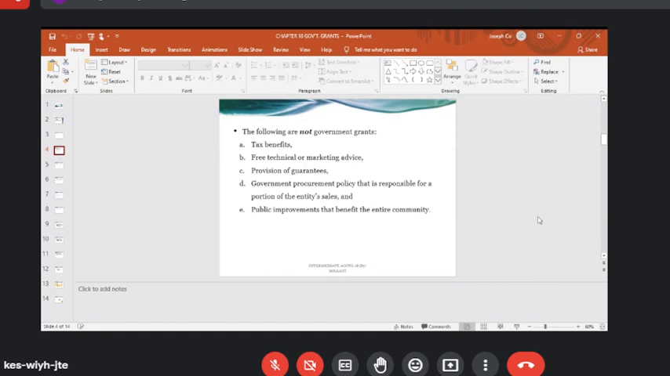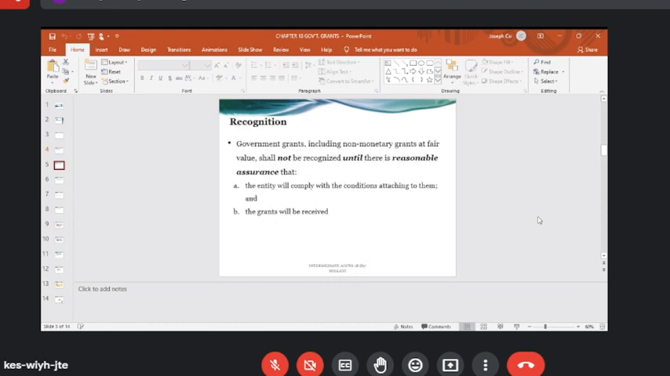The following are not government grants: tax benefits, free technical or marketing advice, provision of guarantees, government procurement policy that is responsible for a portion of the entity's sales, and public improvements that benefit the entire community. Recognition: government grants, including non-monetary grants at fair value, shall not be recorded until there is reasonable assurance that the entity will comply with the conditions attaching to them and the grant will be received.